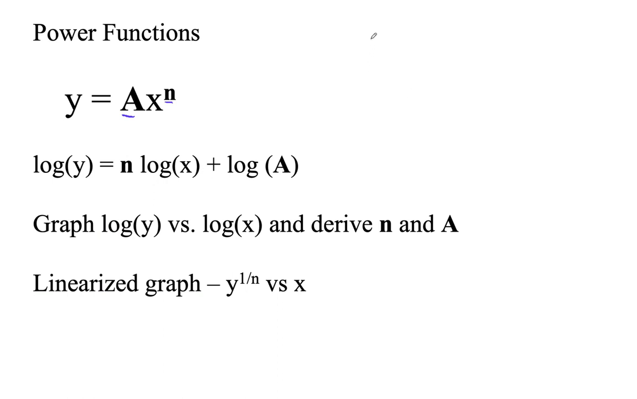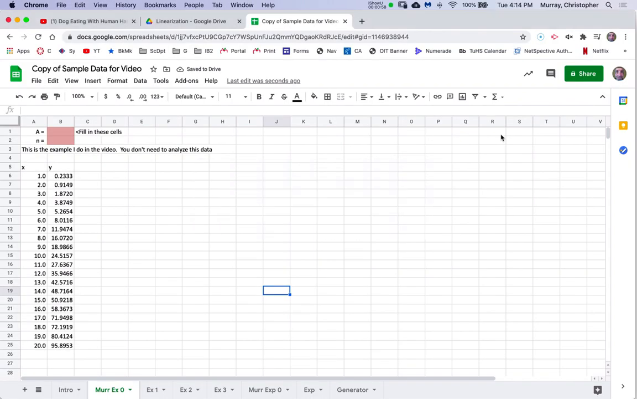So if I graph this, I'm going to get this nice graph, and it's going to have a slope. The slope of this is going to be our coefficient n, and the y-intercept is the log of a. So let me show you how to do this with a sample set of data, to derive what a and n are. This is our sample set of data. I just generated this. This is not real data. And we want to ultimately fill in what a and n are.